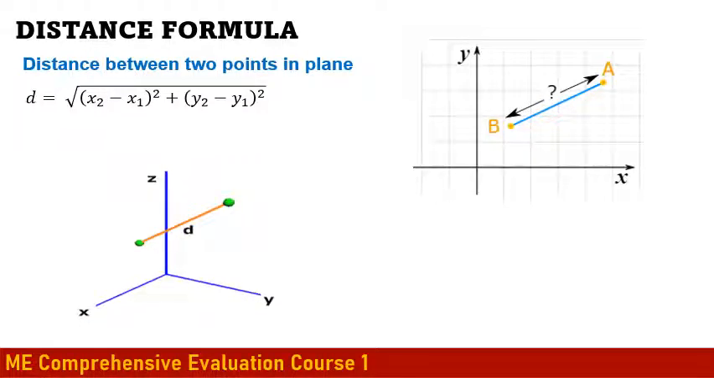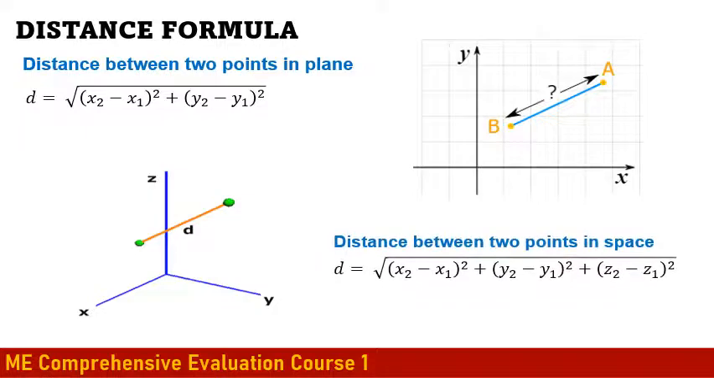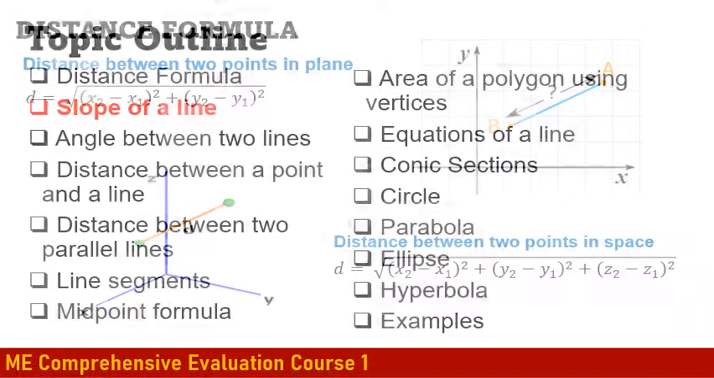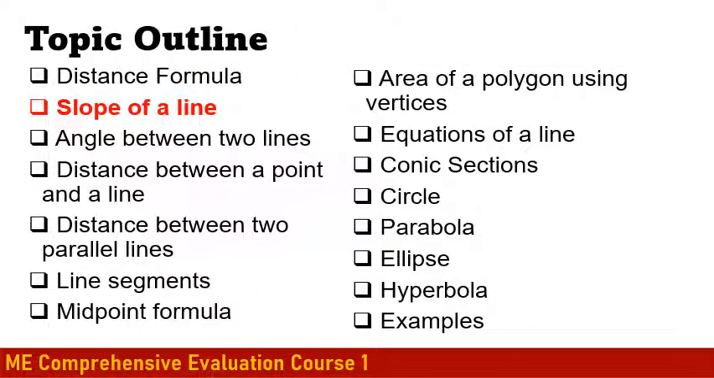On the other hand, for the distance between 2 points in a three-dimensional surface, the formula can also be used, but now we will have to add the third dimension z. Now that we know the distance formula, let's move forward to the slope of a line.